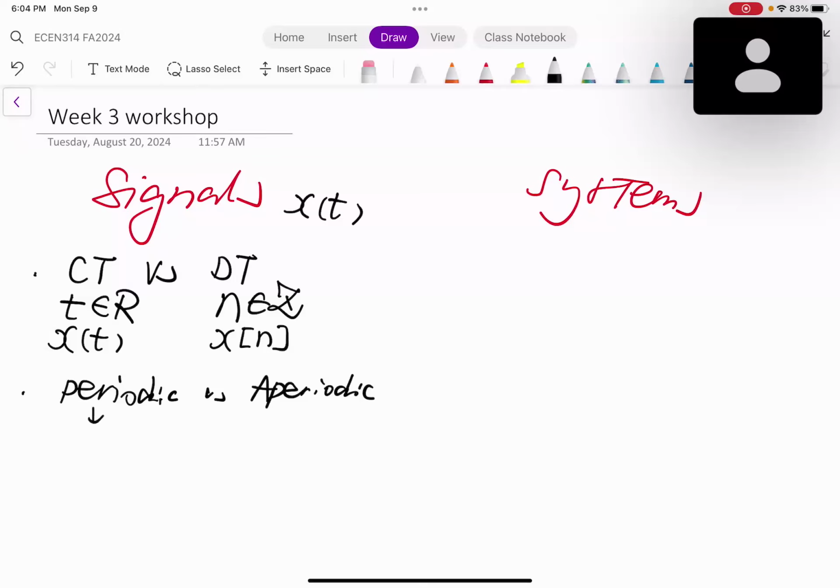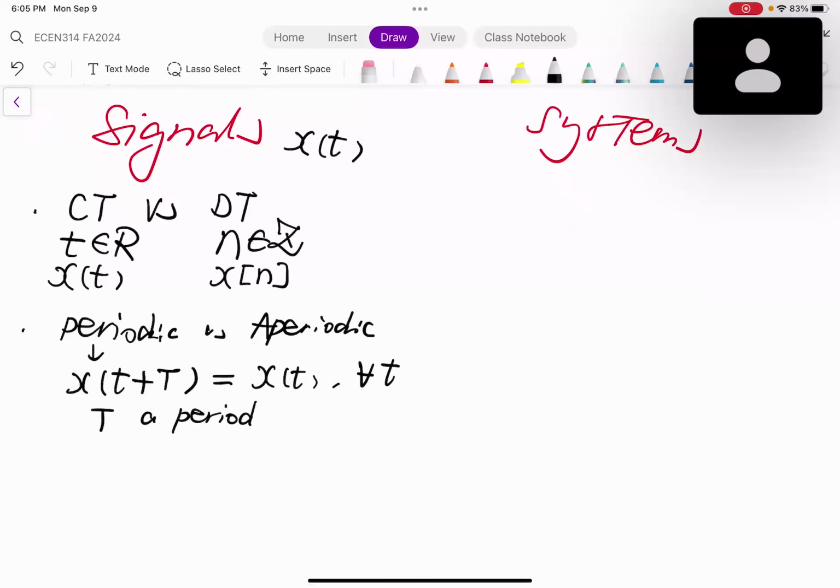In the case of periodic, let's again use continuous time as an example. That means if I look at any time t and I shift it by a capital T period, I will end up having the same signal output, readout. So that has to be the case for any t, okay? So that means T is a period. It's a period, not necessarily the period, because if T is a period, then multiples of T are also periods. Okay, so that's what we have learned.